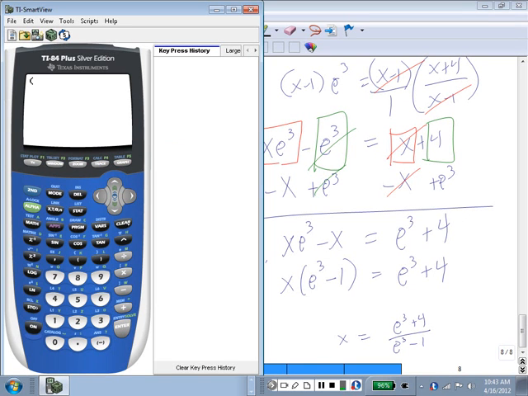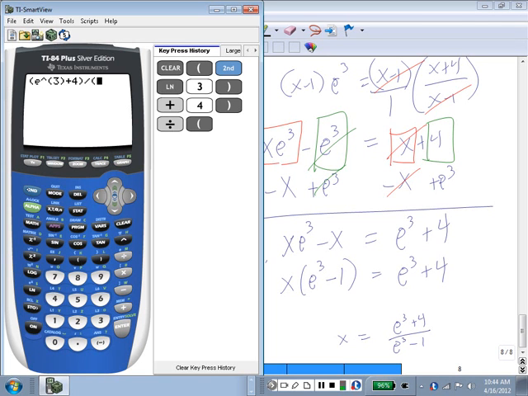So clear my key press history and try that again. Left parenthesis, second ln, that gives e to a power of 3. Close the parentheses for the exponential function, and then add 4 and close parentheses for the numerator. Divided by, open parenthesis, second ln, e to the third power, close the parentheses, and then minus 1, and then close the parentheses. And press enter.